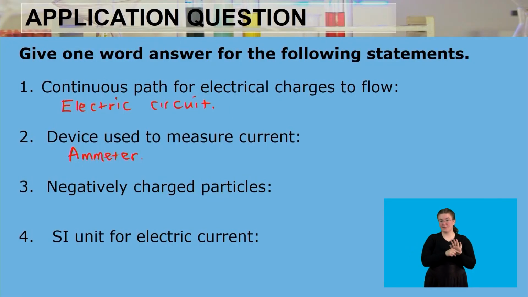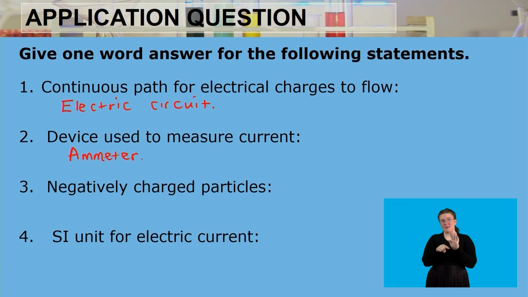Then number 3, negatively charged particles. So remember, we have an atom that is made up of 3 subatomic particles. We have the protons, which are positively charged and are found in the nucleus. We have the neutrons, which do not have any charge and are also found in the nucleus. Those 2 particles give the mass of an atom. And then we also have another subatomic particle, known as an electron, that is found around the nucleus, forming an electron cloud, and it has a negative charge. So a negatively charged particle, those are going to be your electrons.